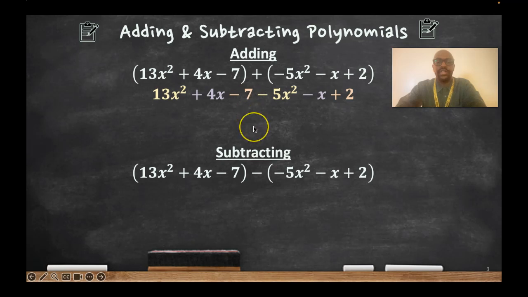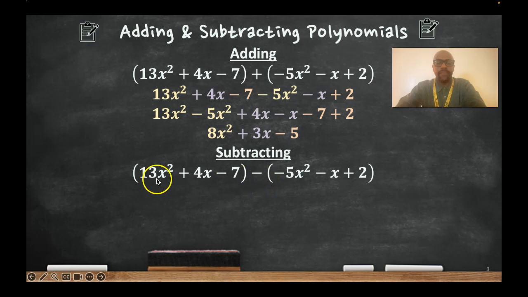So you can see the sets of like terms that we have. Once we group them together, we can add them or subtract them however you view it. So 13 minus 5 gives you 8x squared. 4 minus 1 here gives you 3x. And negative 7 plus 2 gives you negative 5.